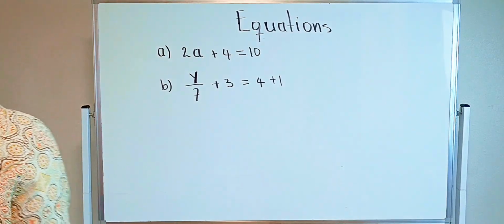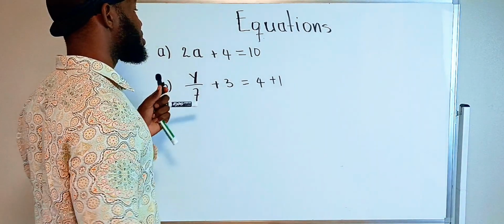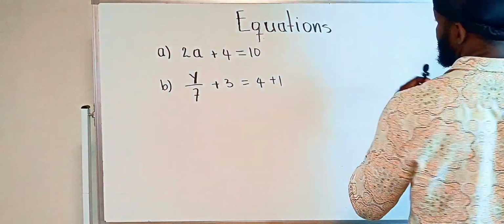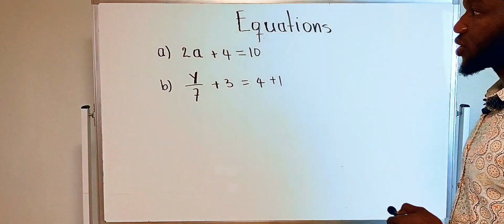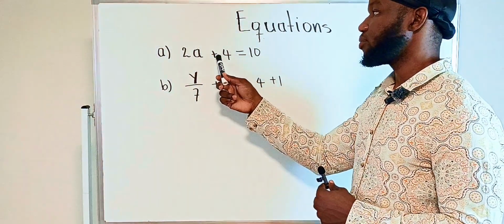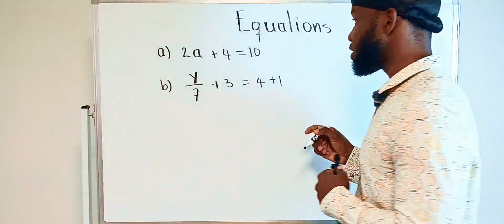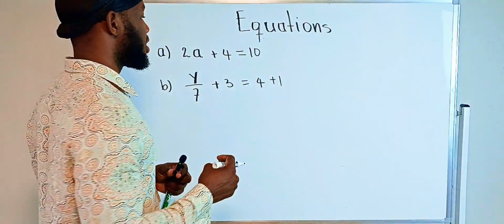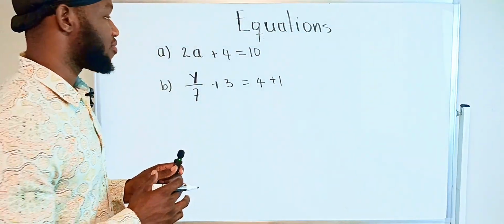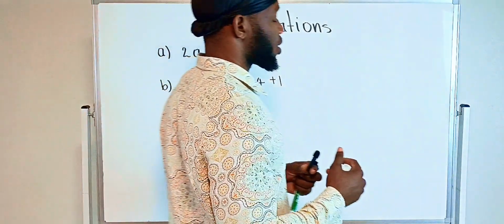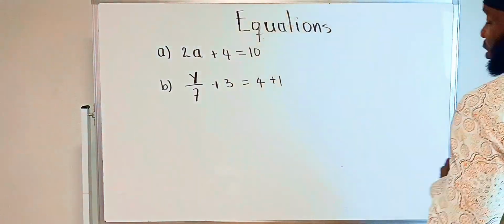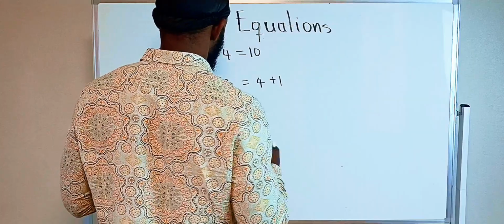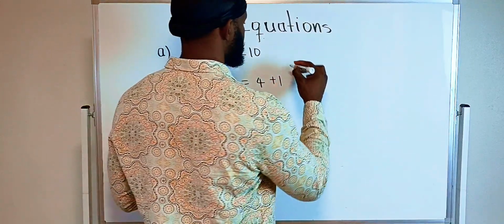Okay, guys, let's go with that one. We got more steps to go in order to solve this equation. We got 2a plus 4 equal 10. It's like they combine the two steps that we explained previously, so it's a compound exercise. So let's go.